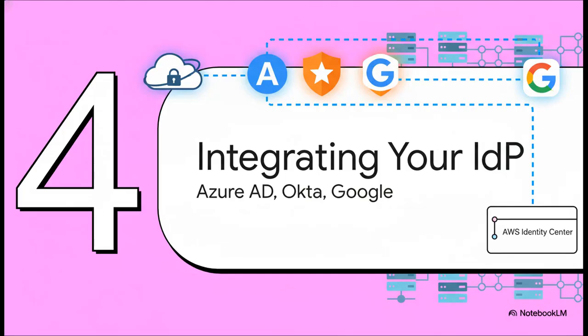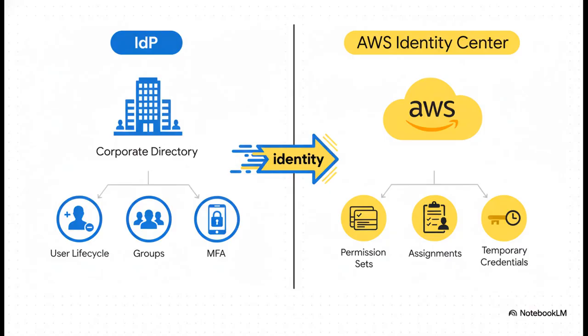Now, of course, most enterprises aren't starting with a blank slate, right? You already have a corporate identity provider, or IDP, something like Azure AD or Okta. So let's look at the very clean division of responsibilities when you connect that IDP to AWS. The takeaway here is so simple and powerful. Your corporate IDP manages who the users are, their lifecycle, their group memberships, their MFA. Then AWS Identity Center takes that identity and manages what they can do inside AWS. This separation of concerns is the absolute core of the recommended enterprise identity landing zone pattern.